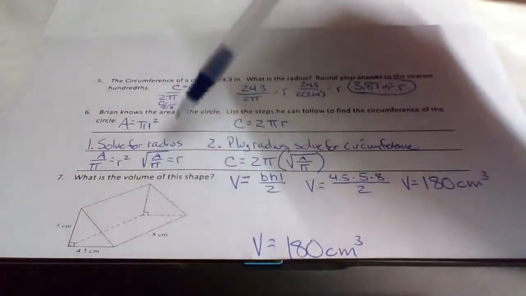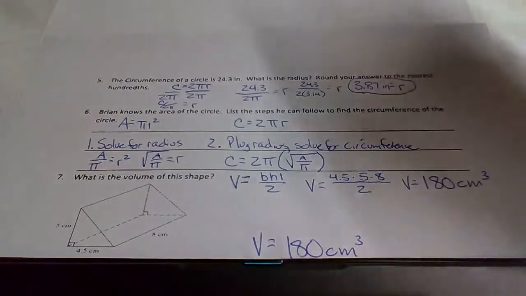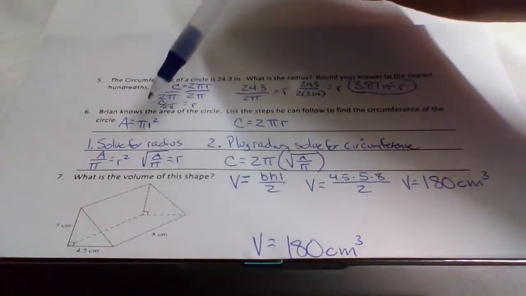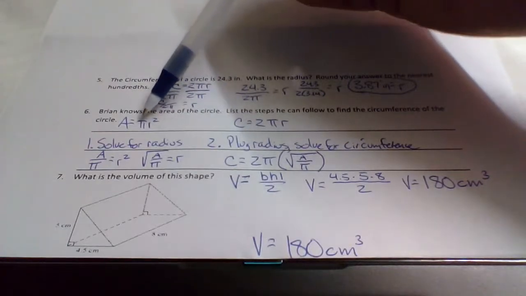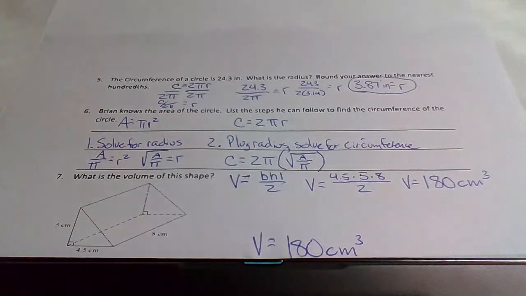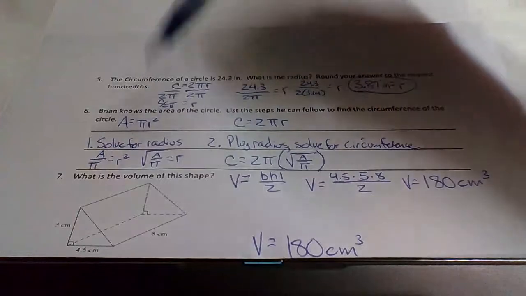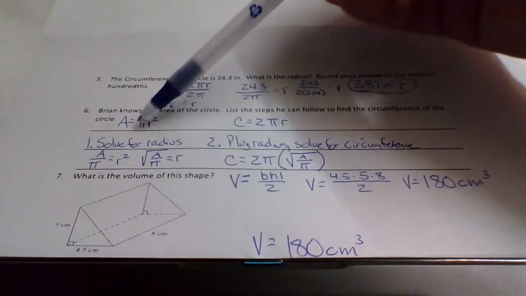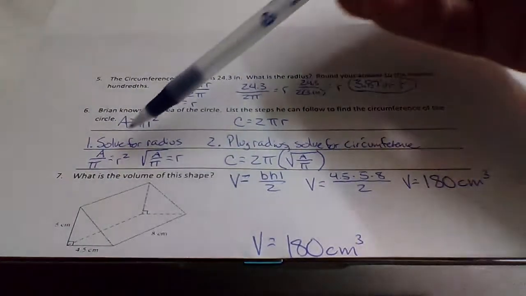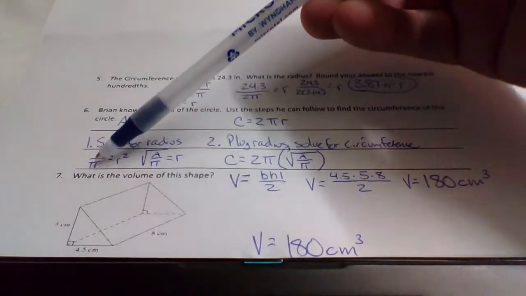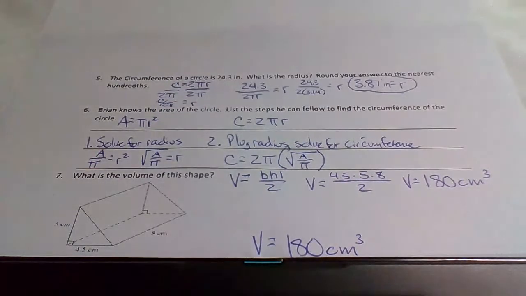Step 1, solve for the radius. Well, again, the first thing we do is, if the radius is squared and being multiplied by pi, the first thing we have to do is get pi to the other side. Because it's being multiplied, we have to divide both sides by pi. And if I do that, I get the area divided by pi equals radius squared.